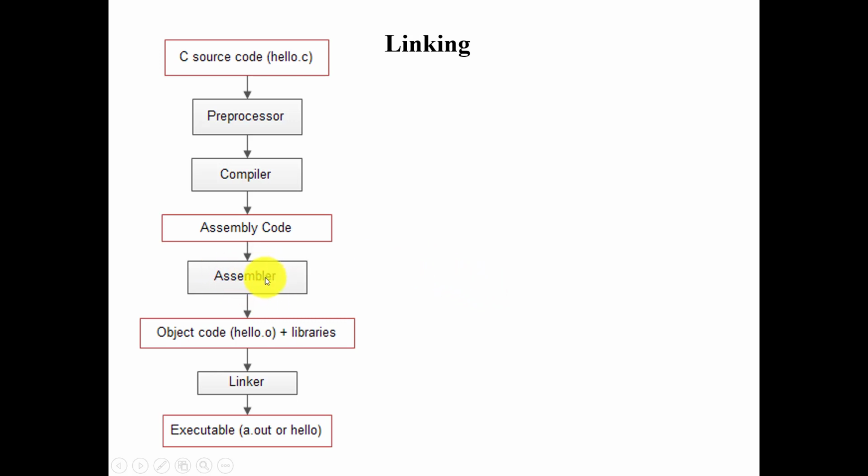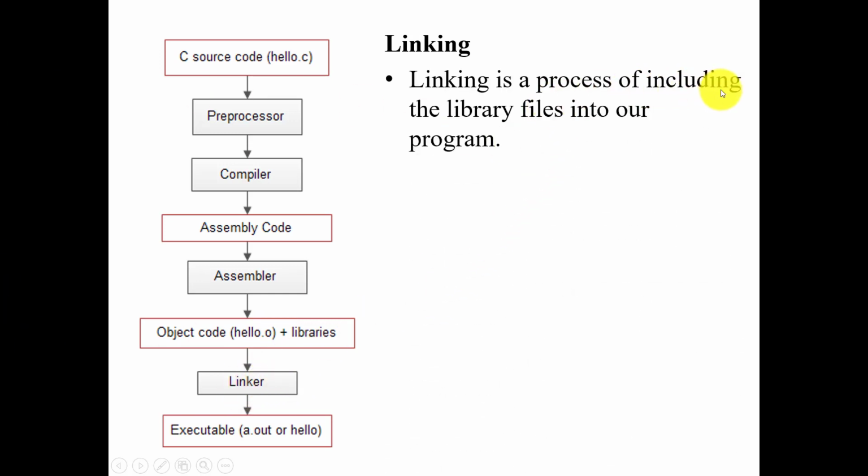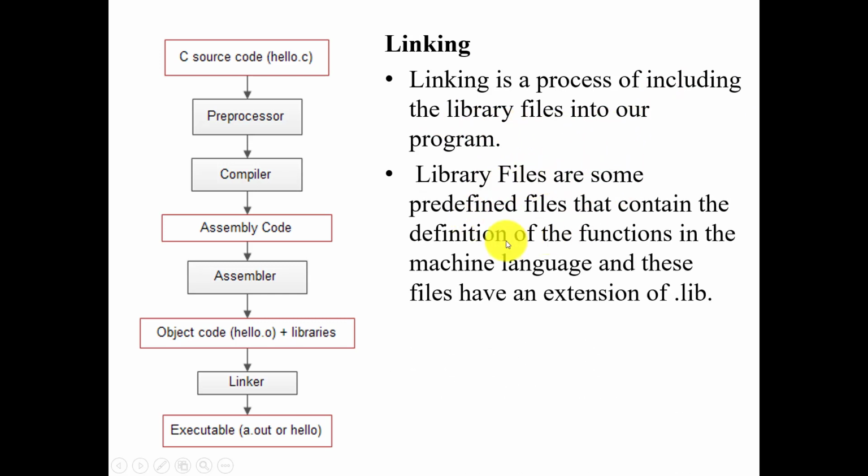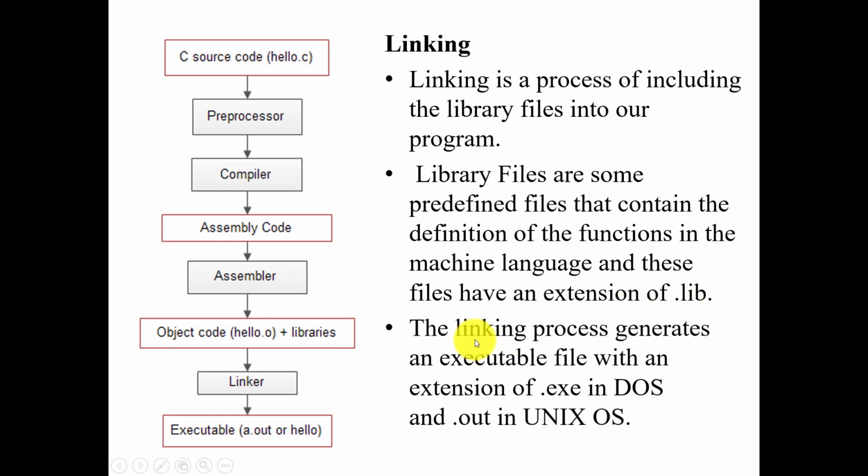Now the next phase, after the assembler or after getting the object code, is linking, or the linker. Linking is the process of including all library files into the program. Library files are predefined files that contain definitions of functions in machine language and have the extension .lib. In the linking process, it generates an executable file with the extension .exe in DOS and .out in Unix or Linux.